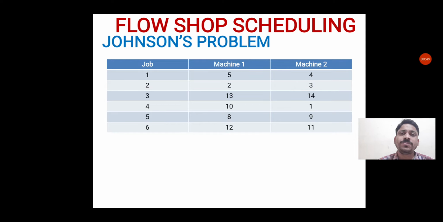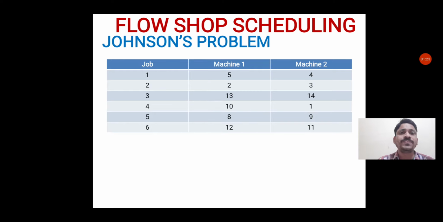So finding out the make span for flow shop is quite easy, but here we have to find out the sequence of the jobs. The sequence of jobs is to be found first. So for that we are using Johnson's algorithm, and then after finding the sequence of jobs, then easily we can find out the make span, maybe by using the table or maybe by using this Gantt chart.